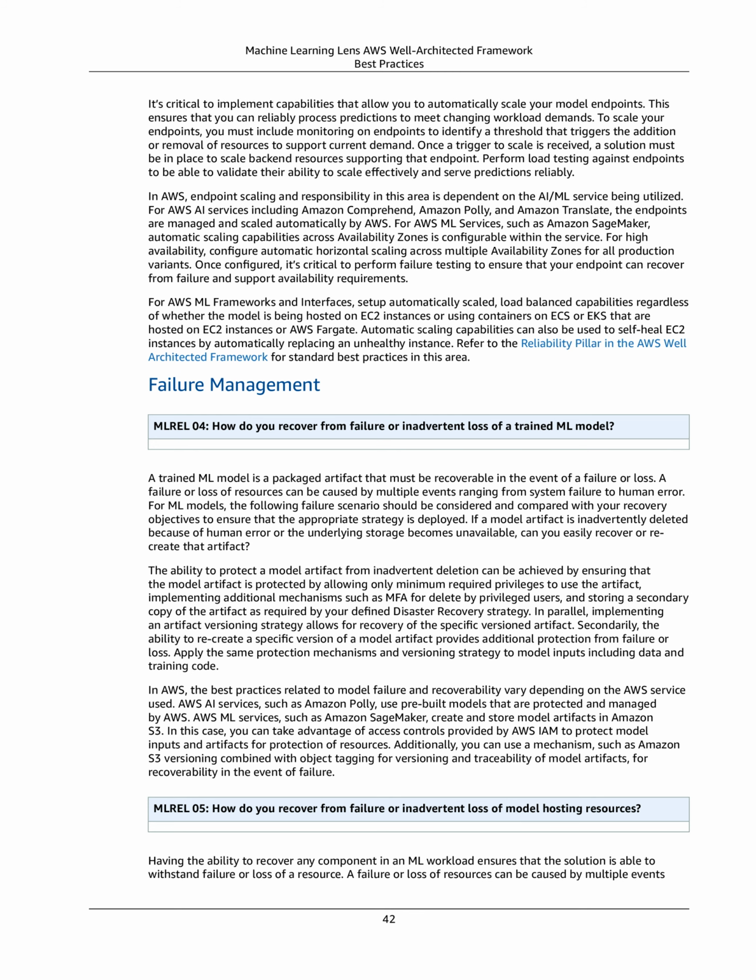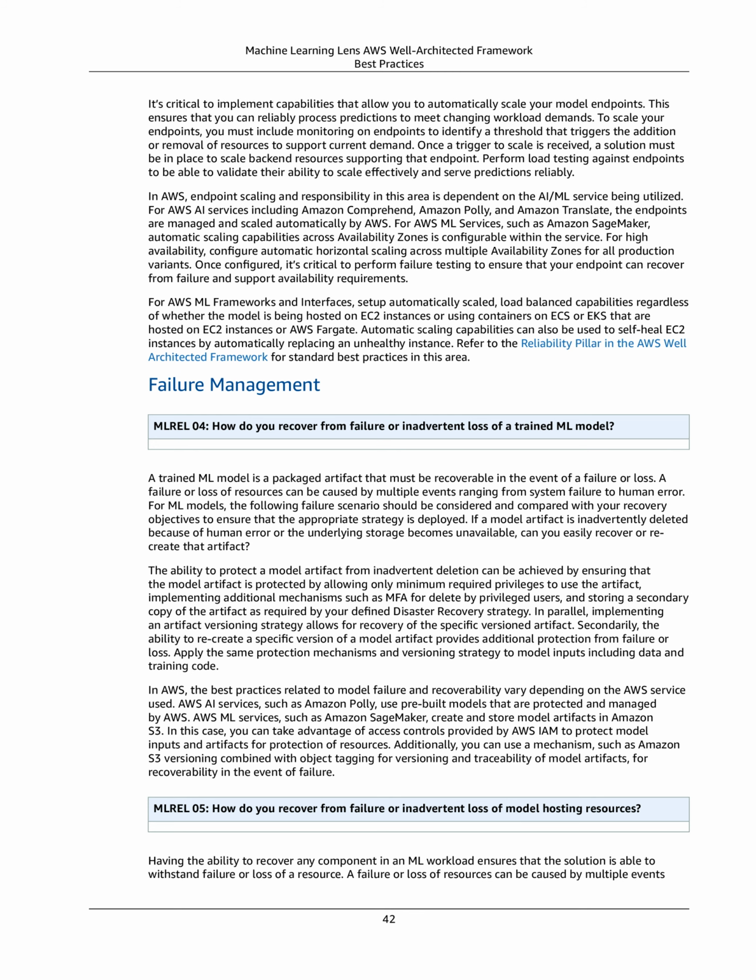The ability to protect a model artifact from inadvertent deletion can be achieved by ensuring that the model artifact is protected by allowing only minimum required privileges to use the artifact, implementing additional mechanisms such as MFA for delete by privileged users, and storing a secondary copy of the artifact as required by your defined disaster recovery strategy.